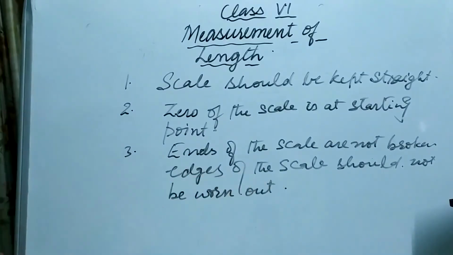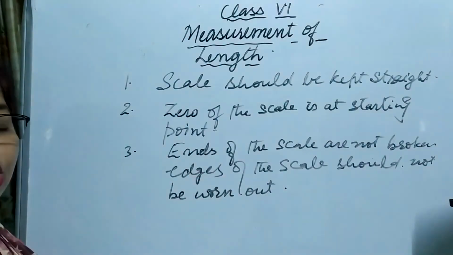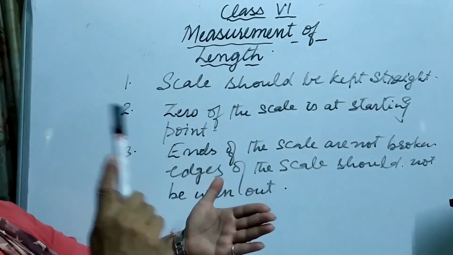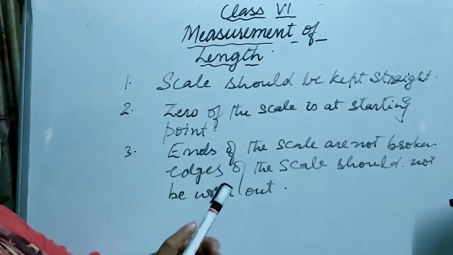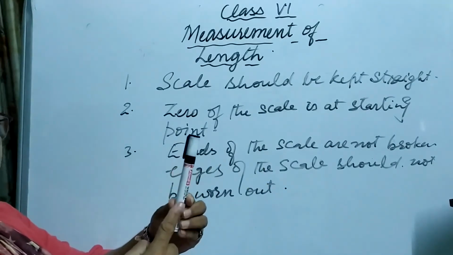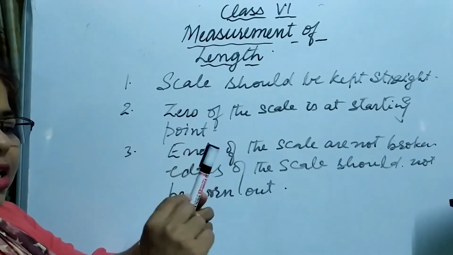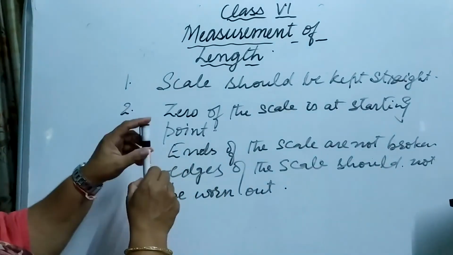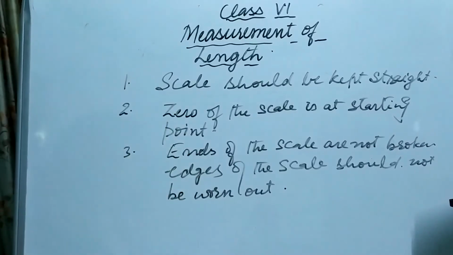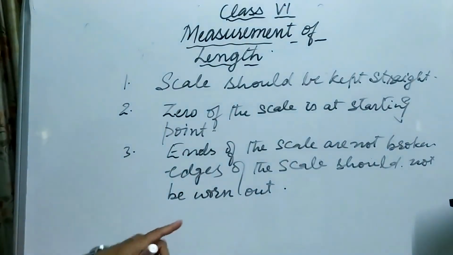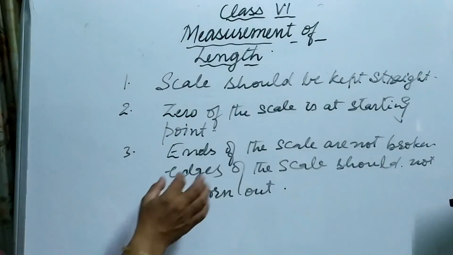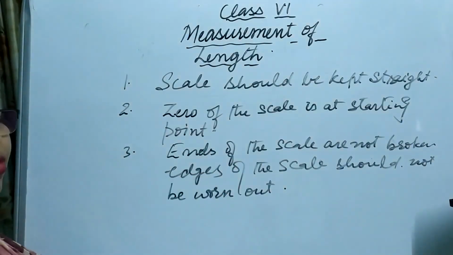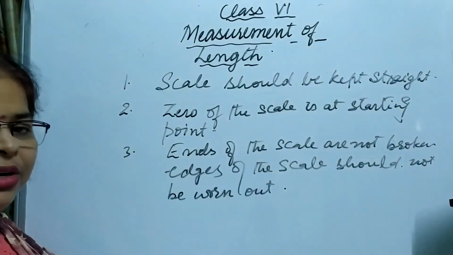What do you mean by this? See, you are small kids. What do you keep on doing? You take the scale and keep on hitting it like this on the desk, bench or something like that. So what happens? The edges of the scale become worn out. They become a little bit distorted. Okay. So when you are going to measure or draw a line, it will also come in a very zigzag manner. Fine. So if the ends of the scale are broken or edges of the scale are worn out, then what can happen? Errors will develop.